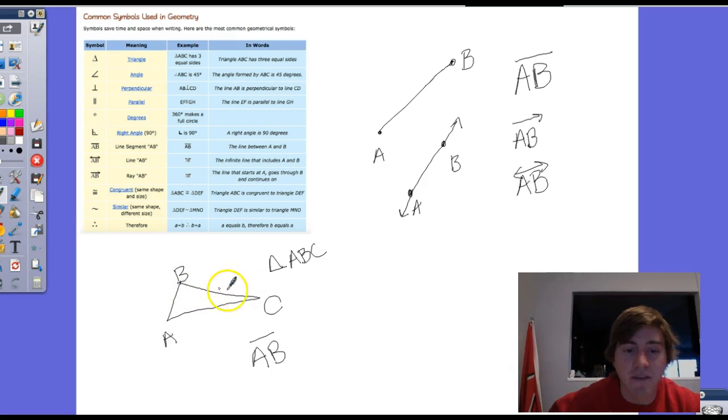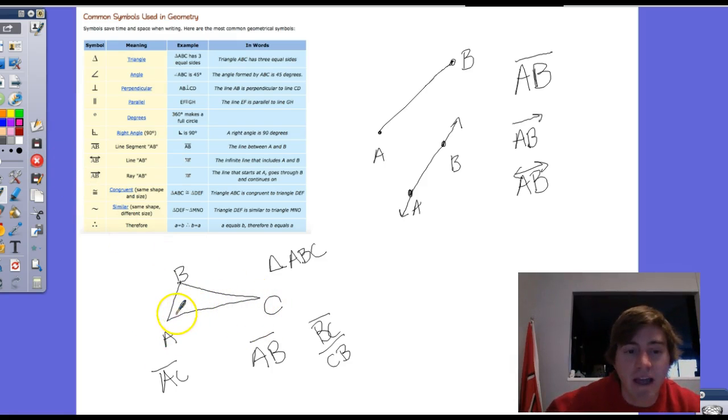What if I wanted to name this one? Well, that could be BC, or it could even be CB, depending on which way you're reading it. But if I asked you, okay, go to AC, this is line segment AC, you would know that that's this one, from A to C.